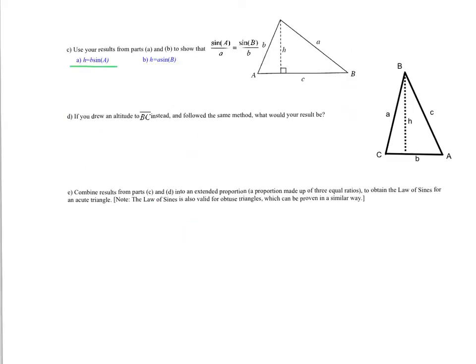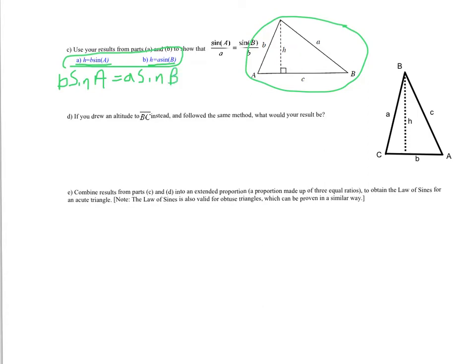Here's what we have from the previous page. Use your results from parts A and B to show that the sine of angle A over A equals the sine of angle B over B in this particular triangle. Well, since B times the sine of A is equal to H, and A times the sine of angle B is equal to H, I can set those equal to each other. So I have B times the sine of angle A equaling A times the sine of angle B.